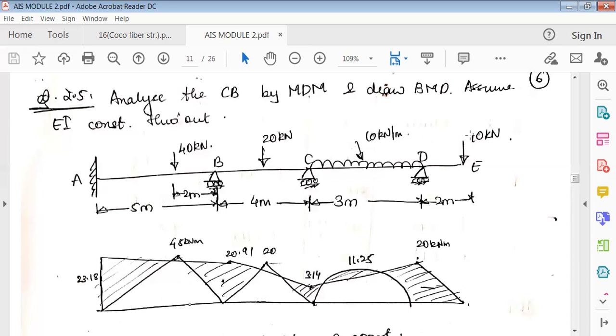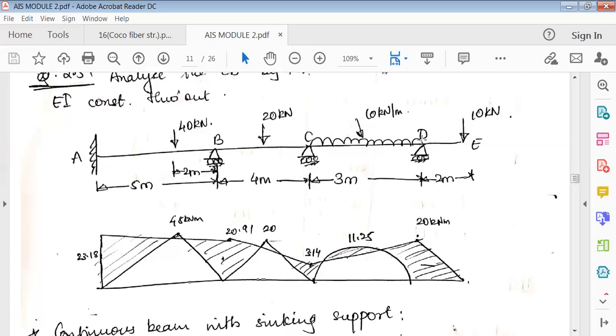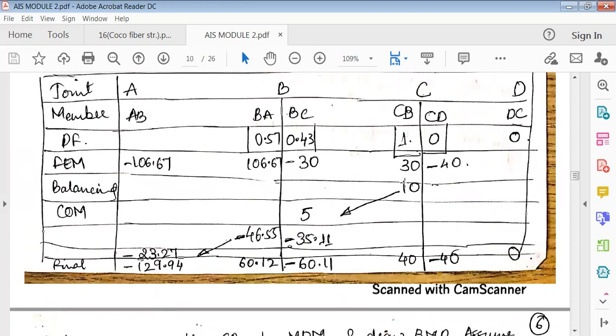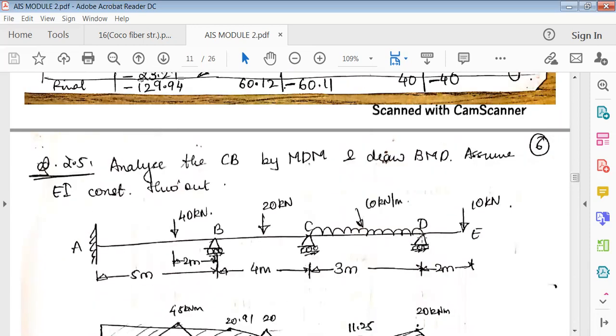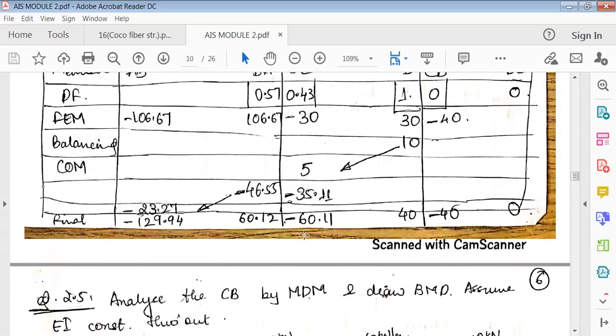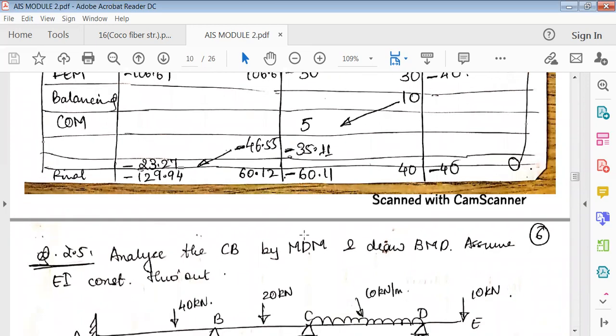Once you find this out, next, whatever moment you're getting here, balance it here. Change what you have done before. There we took C as the simply support wherein you had to balance. But here you have to balance the support D. Once you balance support D, carry over the moment to C. Then go on carrying out the iterations as you did before, the same thing again: balancing, carry over, balancing and carry over. After that, stop it.